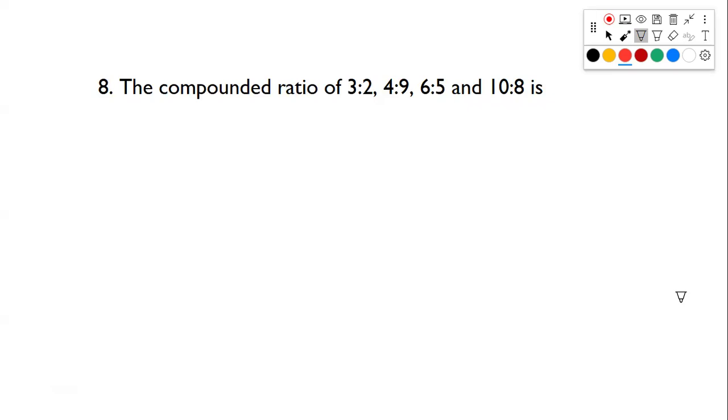So simple logic now. What is compound ratio? Numerator into numerator into numerator divided by denominator into denominator into denominator. Like that you will do. So this is compound ratio. If you have to find out compound ratio, 3 by 2, 4 by 9, multiplied by 6 by 5, multiplied by 10 by 8. So whatever you get, that will be your answer.